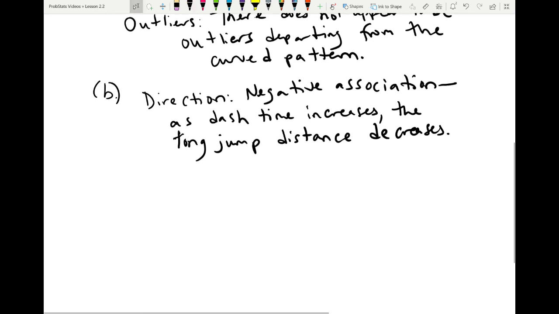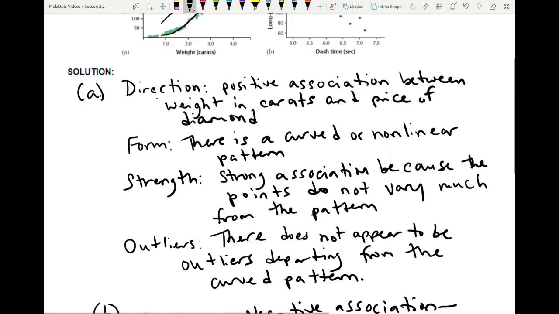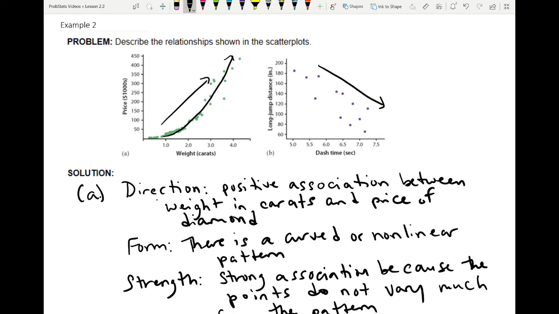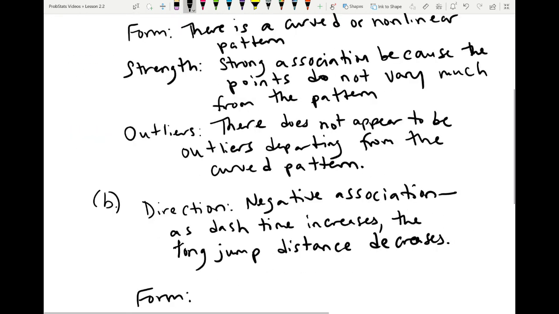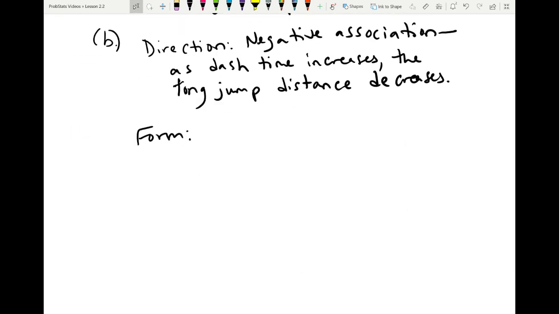All right, so now what about the form? If you look at the form, it seems to be going linearly, like a line. You can kind of see the line, and then some points are departing from that line. So we can see a linear trend for sure.